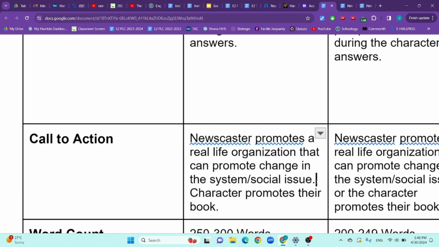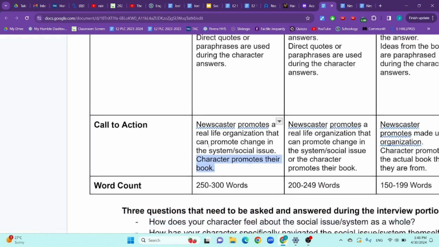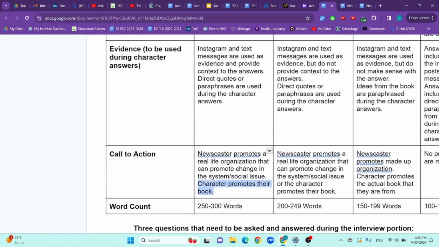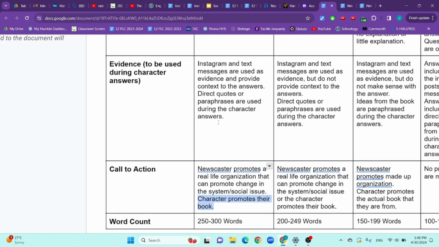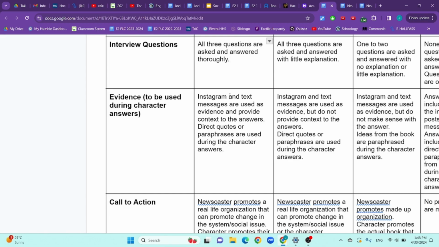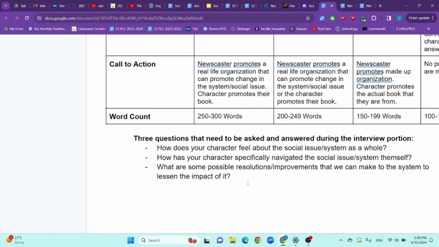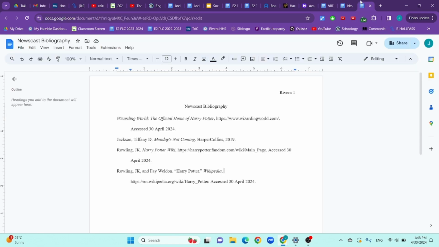I am doing this over Harry Potter, so I literally do not have a real life organization. But you would. Otherwise, the character will promote their book. So at the very end of the character interview, if I'm interviewing Harry Potter and he's answered all his questions and showed his Instagrams and text messages proving he was credible to talk about his 3 questions, which are down here at the bottom, then he'd say, and you can read more about it in my book.